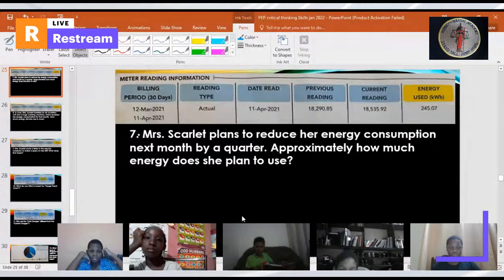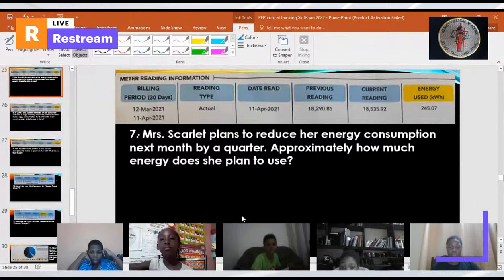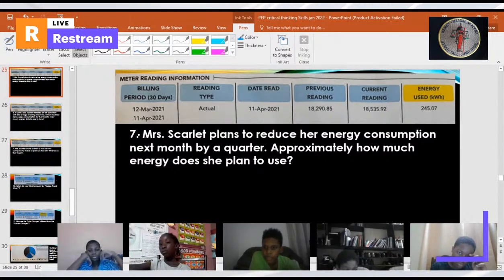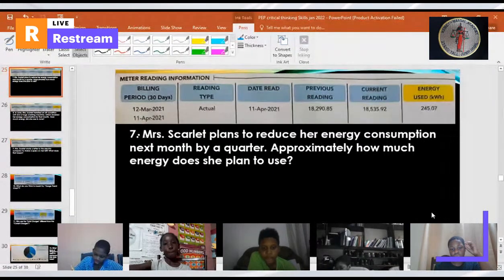All right. How do we approach this question? Miss, would you divide 245.07 by 4? And why are we doing that? Because the instructions told us to find a quarter, and to find a quarter you divide the number by 4.